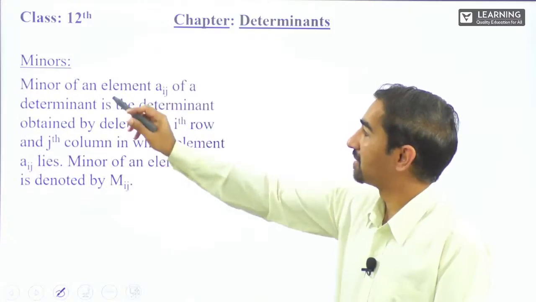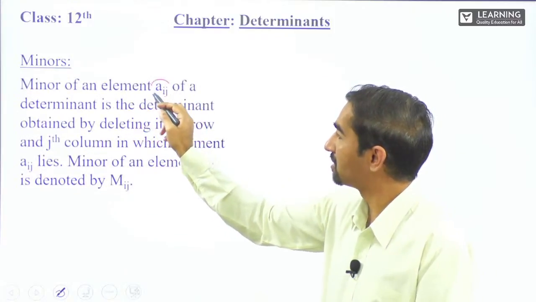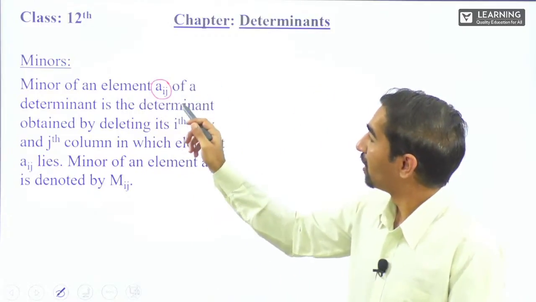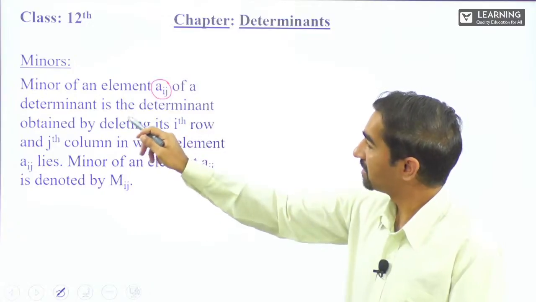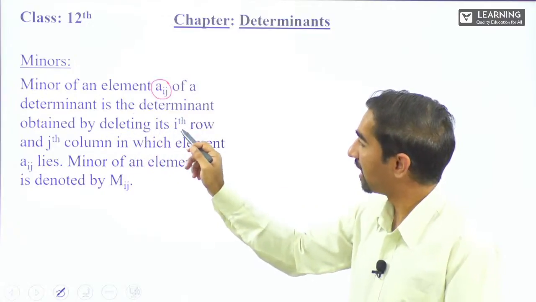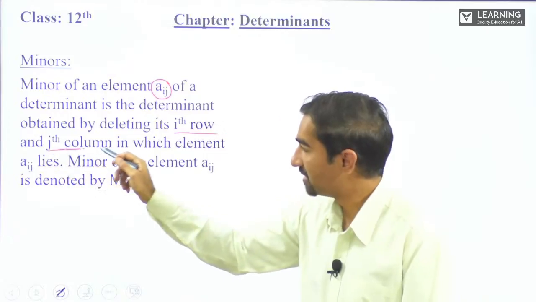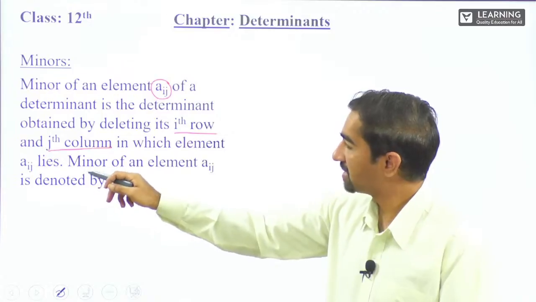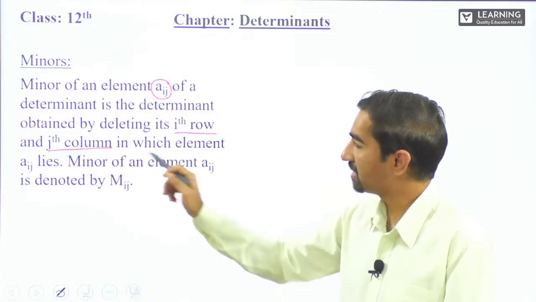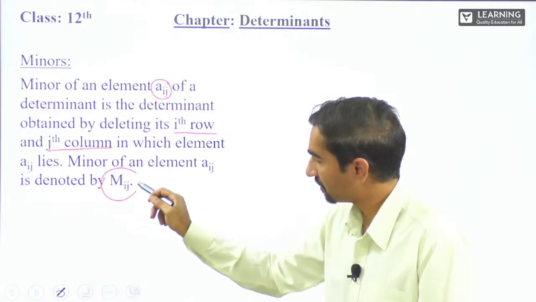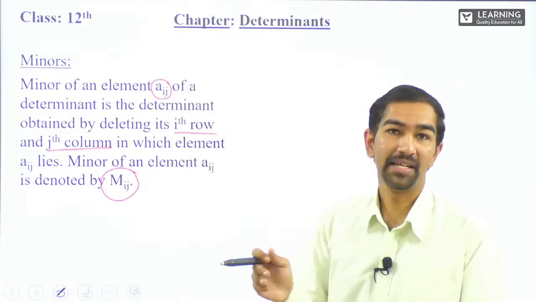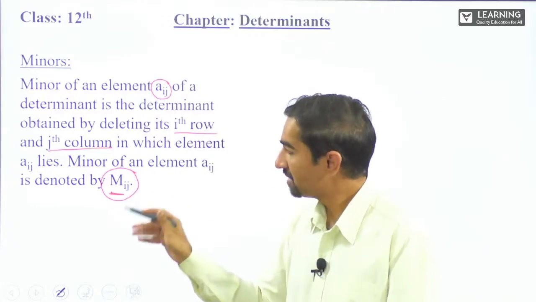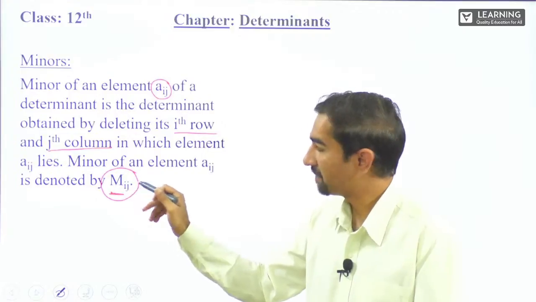So what are minors? Minor of an element Aij, the standard way of representing the elements of a matrix, of a determinant, is the determinant obtained by deleting its ith row and jth column. Okay, so we'll demonstrate this, in which element Aij lies. Minor of element Aij is denoted by, students, make a note of this. This is a standard way of representing the entries of a matrix, right? So similarly, the minors are represented by the capital letter Mij.